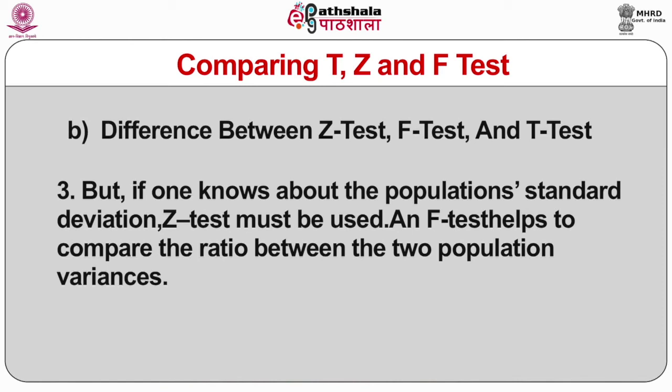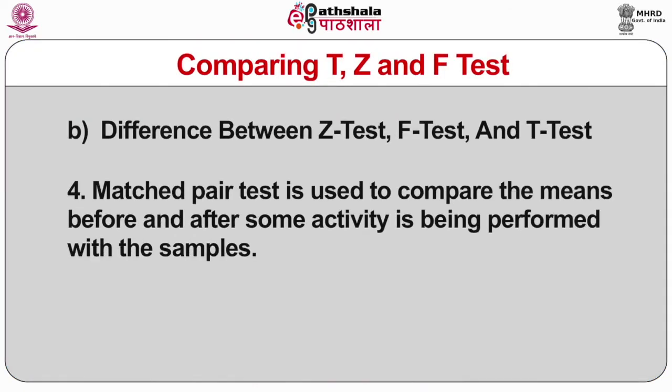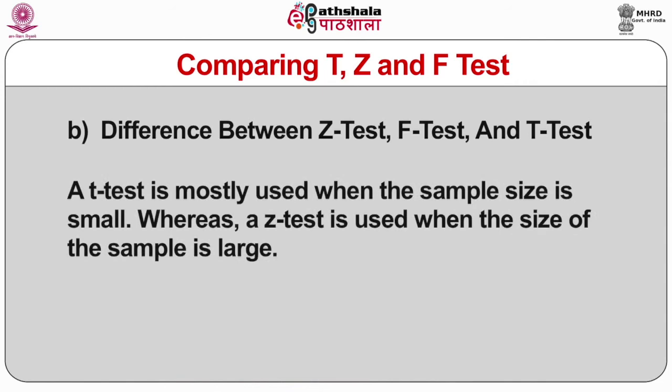Thirdly, F-test helps to compare the ratio between the two population variances. For example, comparing the variability of roller diameters from two machines. Fourthly, matched pair test is used to compare the means before and after some activity is performed with the samples. A T-test is mostly used when the sample size is small, whereas a Z-test is used when the sample size of the population is large, that is more than 30. For example, the average weight of subjects before and after following a diet for 6 weeks.